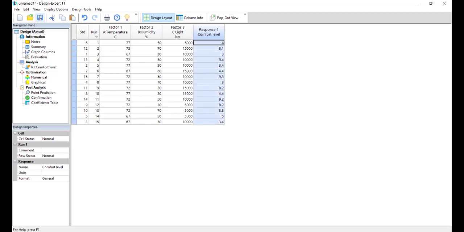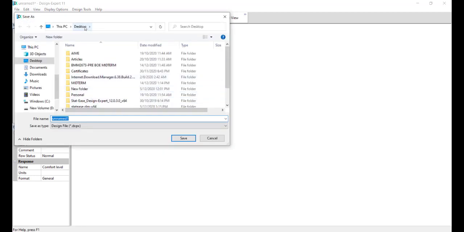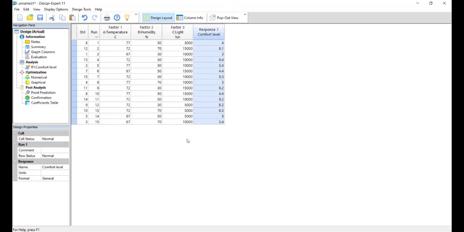Before we continue, let me just save the design, select a name for that. BBD example can be an appropriate name. Save on desktop. Okay, let's continue.